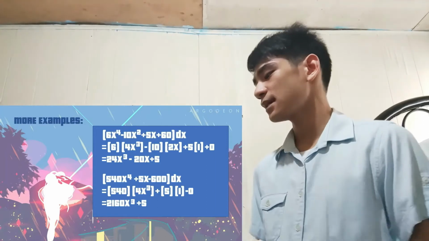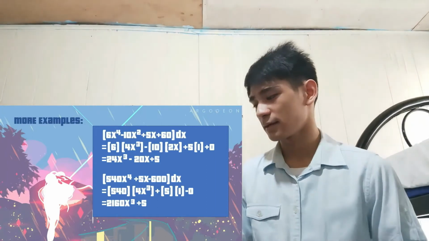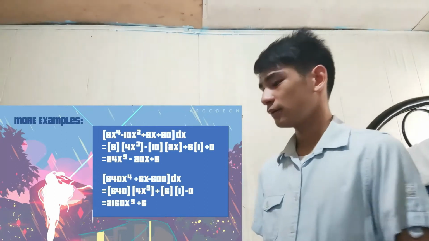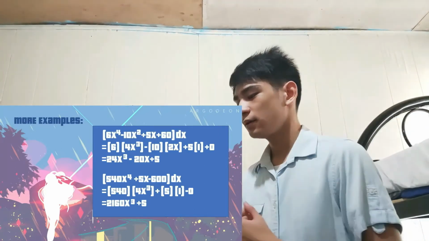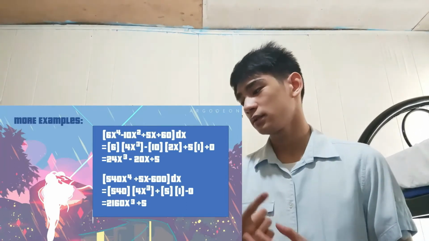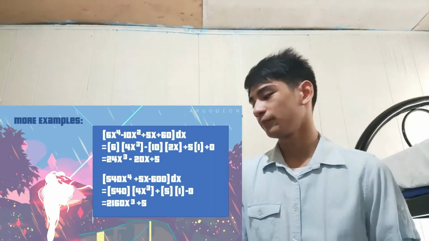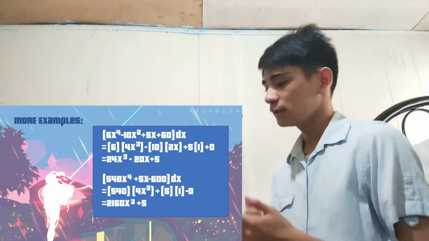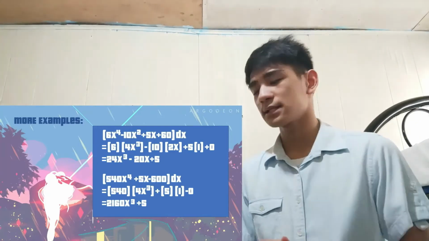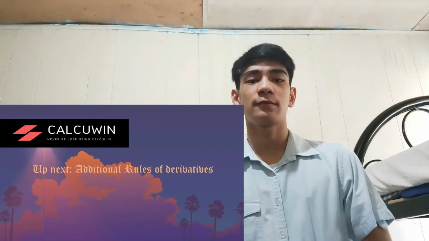The last example is 540x raised to 4 plus 5x minus 600. The first term we will use the power rule. The second term we will use the identity rule, and the last term we will use the constant rule. And the final answer of this will be 2160x cubed plus 5. So that was the 5 basic rules of derivatives. And up next will be the additional rules for derivatives.